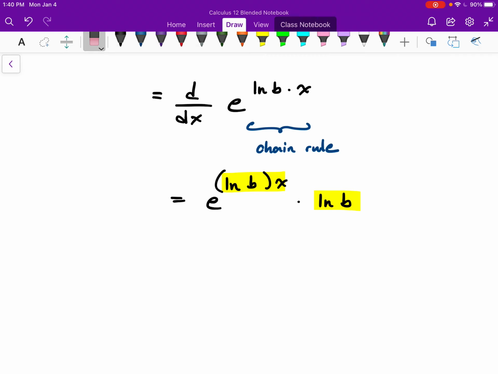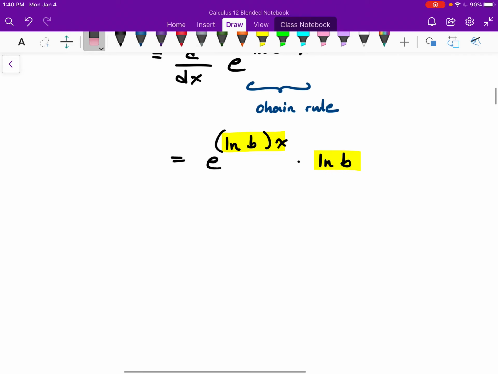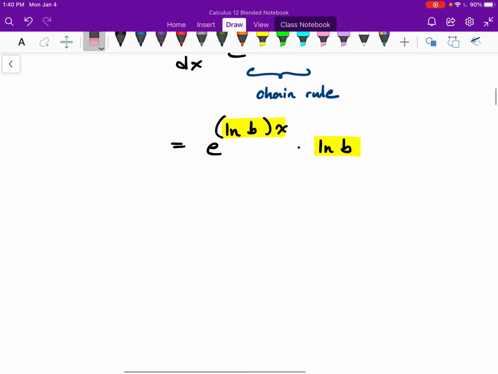And now at this point, I can clean that up a bit. I can now take this e to the power of ln b times x, and cancel that out in a moment. If I use a logarithm law and realize I have a logarithm all times x, I can write that as a power. So I can rewrite this as e to the power of ln b all to the power of x. Actually, sorry, not all to the power of x, just the b to the power of x times the ln of b.